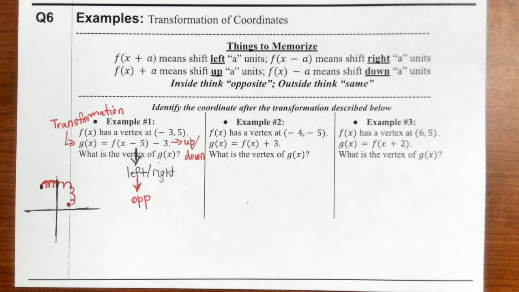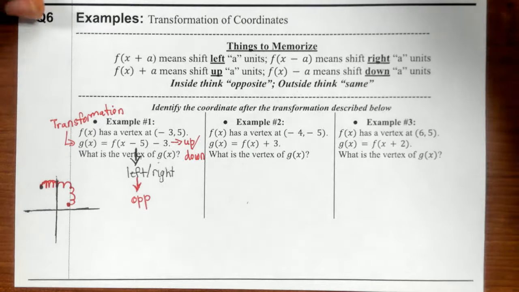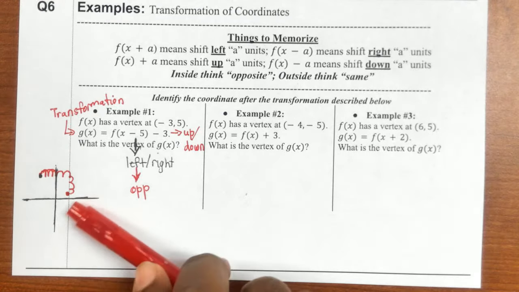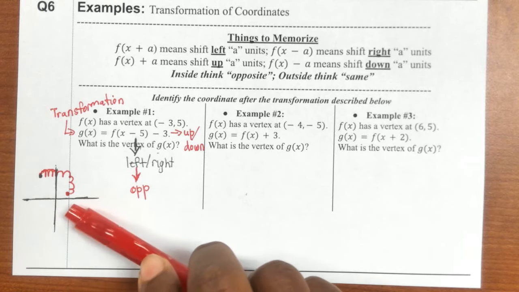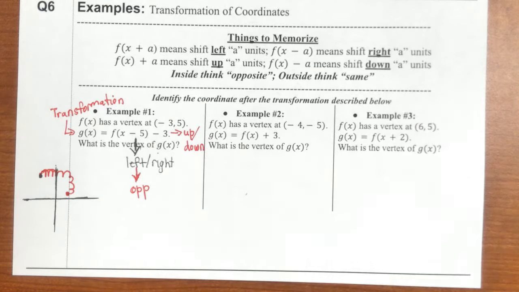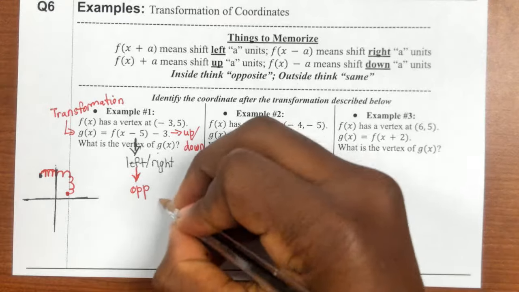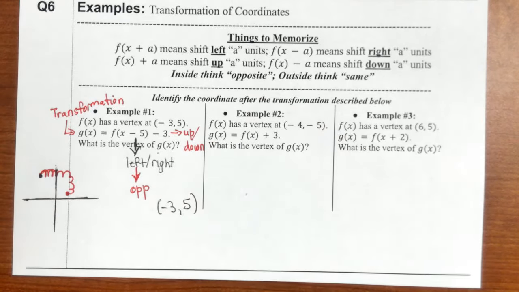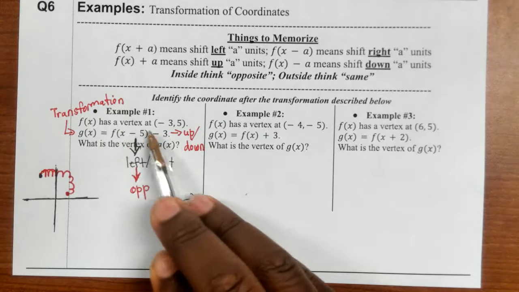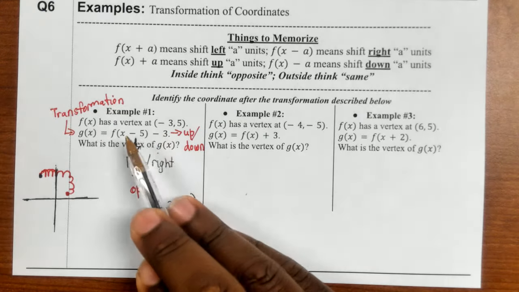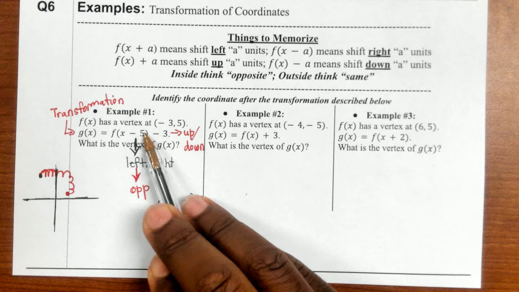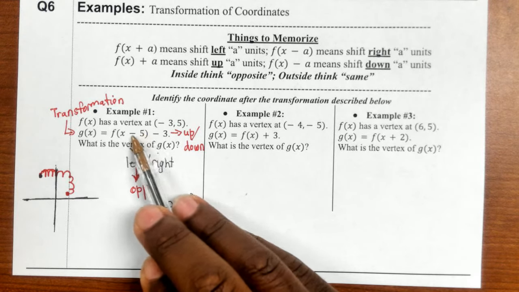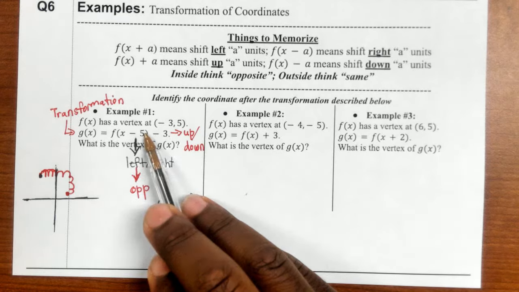So let me show you an easier way that you can do without using graph paper, all right? Because we won't be able to figure this out easily without using graph paper. All right, so I have a coordinate, negative 3, 5, okay? So I need to transform it using this right here, okay? So that negative 5, I need to do the opposite of that. So that means that this negative 5 should technically be a positive 5.